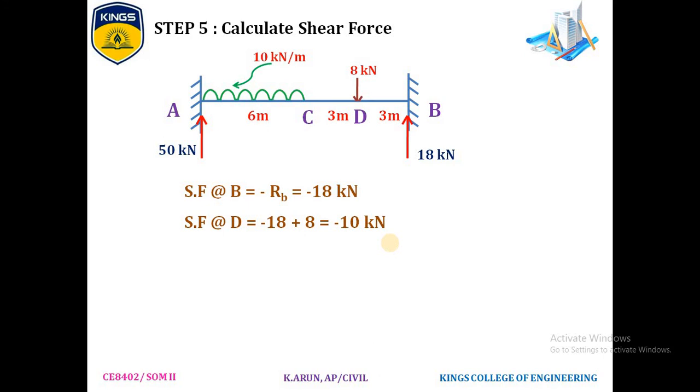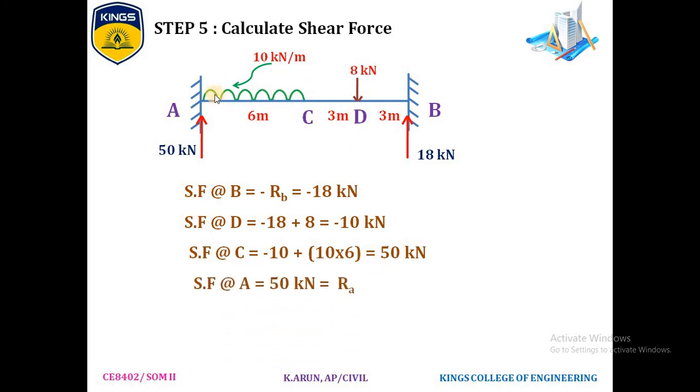Then I am going to calculate the shear force value at C. Already I have got minus 10, and while reaching this point, I will be getting the load. Since it is UDL, it is W into L, 10 into 6. So on solving, I am getting the value as 50 kilonewton. And then the shear force at A. For the UDL there is no change in the load conditions, hence at the end A, I am getting the same value of 50 kilonewton, which is equal to RA. So the RA value is 50 kilonewton. While calculating the shear force, we can see that at the end B we have got 18 kilonewton, and at the end A we have got 50 kilonewton.